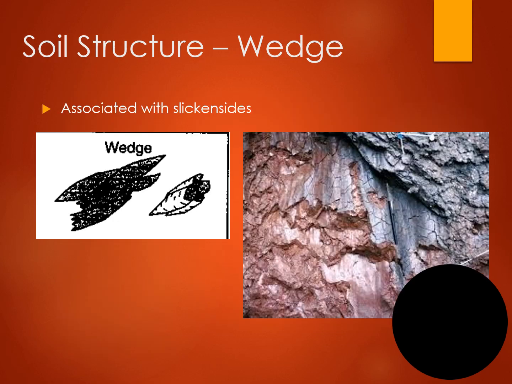Wedge structure is also a symbol of a problem. We find red wedge structure typically associated with slick and slides. Slick and slides occur where we have a type of clay that has shrink-swell properties. Our smectite clays, you may refer to these as montmorillonite. Montmorillonite is just one type of smectite. There are several other names, but in this area where we have shrink-swell clays, we're most likely going to be seeing montmorillonite type shrink-swell clays.